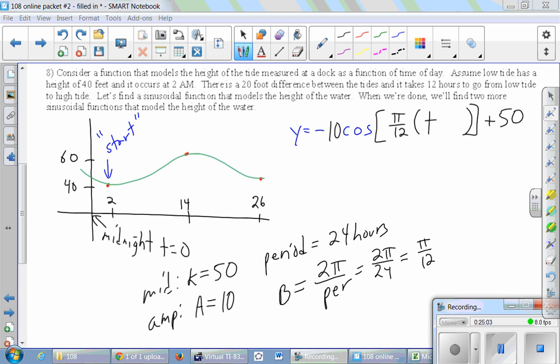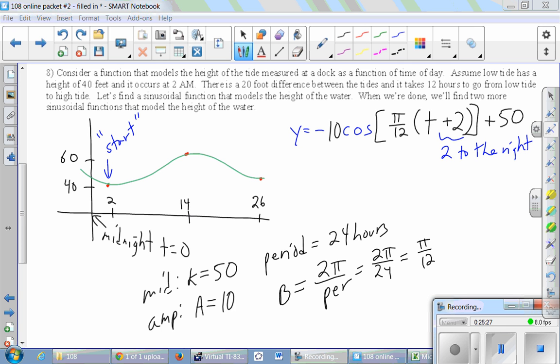Okay, so what is the horizontal shift? Well, if we're thinking of this as our starting point, and normally negative cosine would start there, then this graph has been shifted 2 units to the right from where it would normally start, 2 to the right. So how do you shift something 2 to the right? You add 2 in here. So this is 2 to the right. So I think we're done.